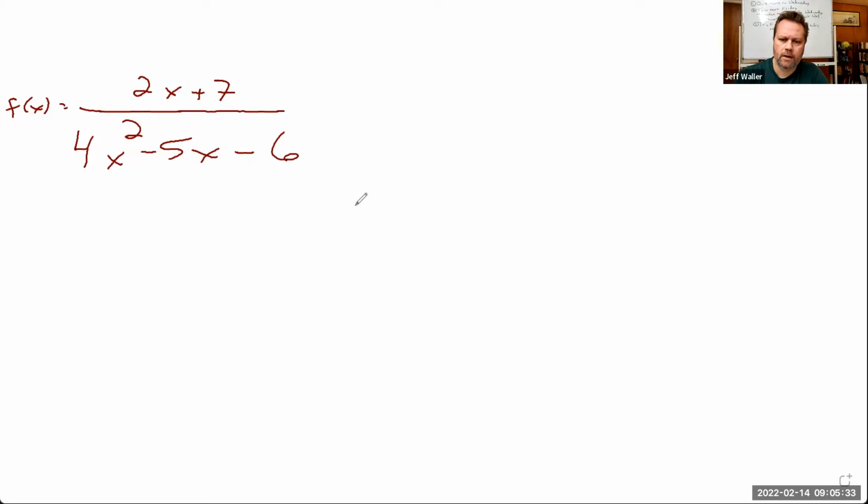I'm finding the domain of this. Can somebody get me started? What is it about this function that might have an issue somewhere? The x can equal 0. X can be 0 all day long. No problem with that. The denominator can be 0. There we go. Denominator can't. So the denominator cannot be 0. So 4x squared minus 5x minus 6 cannot be 0.